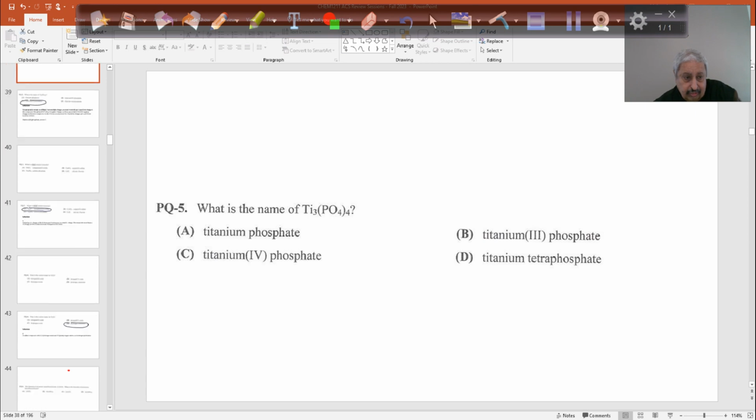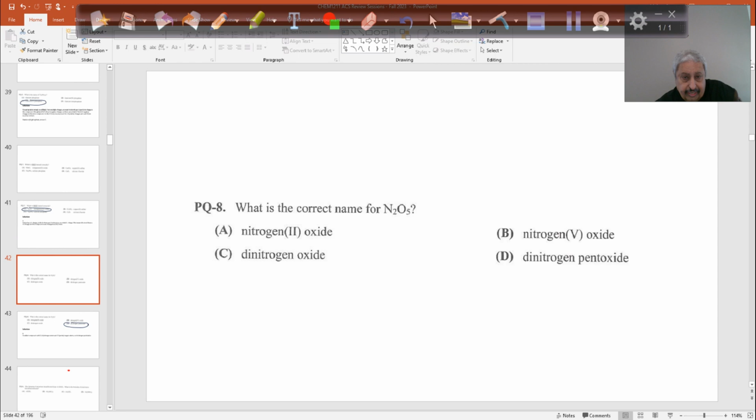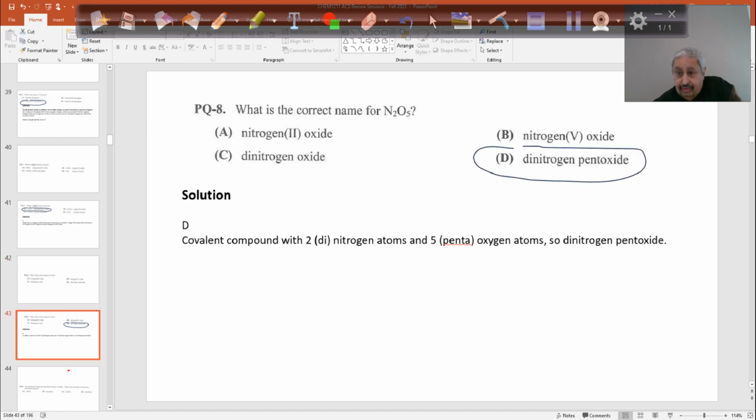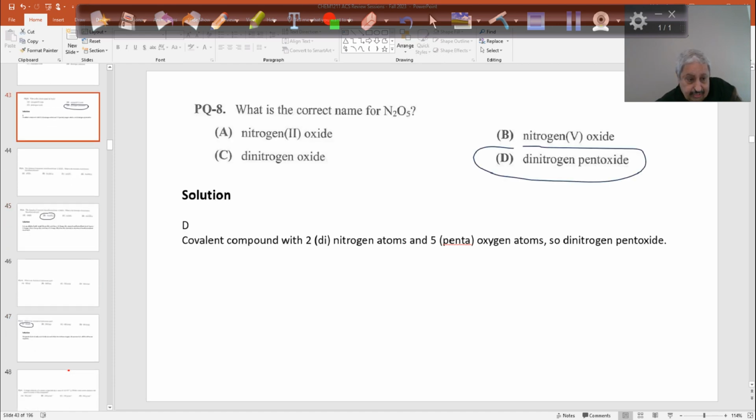Those naming, you can look into them. This we took ionic, we'll take non-ionic, which is covalent. What's the name of this compound? Quick. Dinitrogen pentoxide. That's correct. So this is correct. Dinitrogen pentoxide, and the answer is this one here. So let's go further.